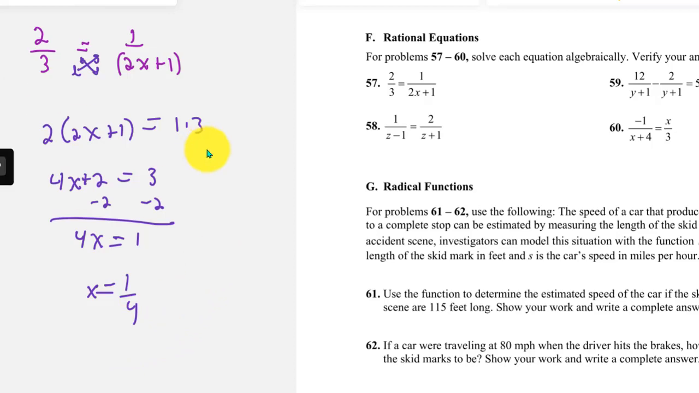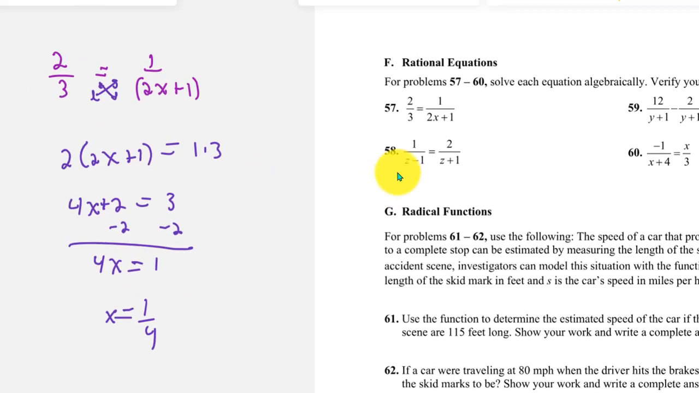All right, so I'll leave this up for a moment, and then I'm going to erase and handle question number 58. So if you want to pause the video for a minute and write the notes down, that's fine. I'm going to erase this momentarily.